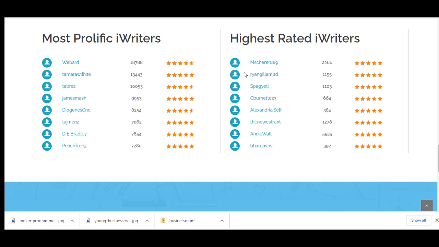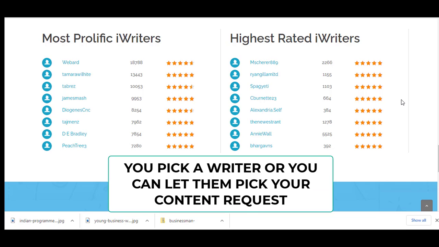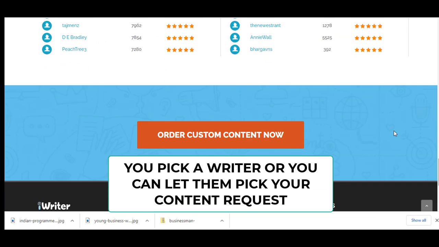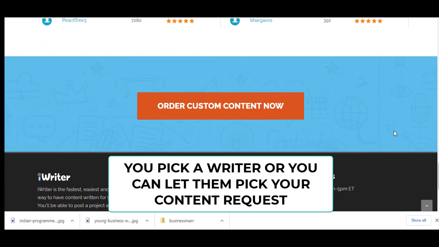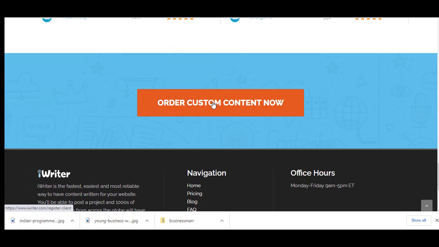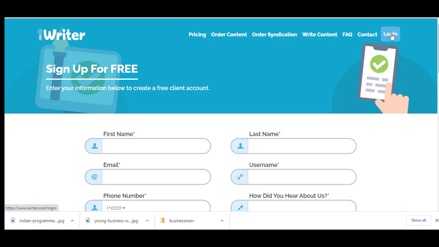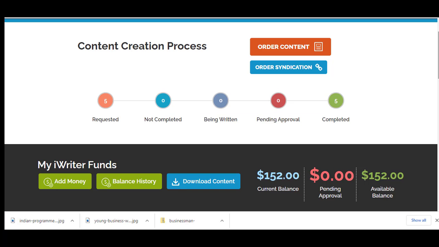Or if you don't want to pick one specific person, you can just place your order and a random writer is going to pick up the job and do it for you. Okay, all right, so let's just go inside and I'll show you how it works. Okay, so we're inside of my dashboard now. And so far, I had 5 articles written for me, all 5 completed.